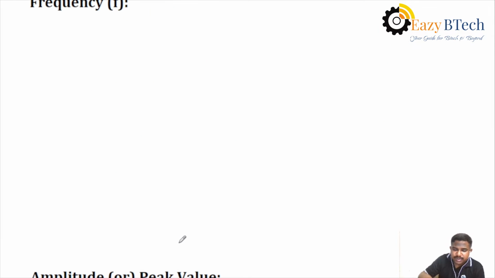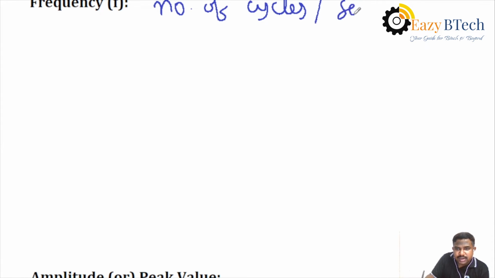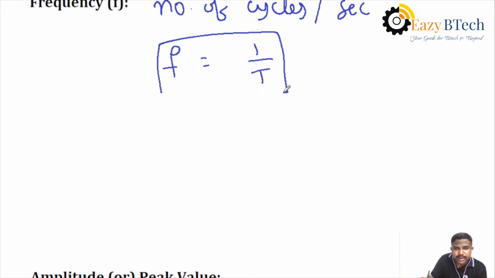Then, what is meant by frequency? Generally, the frequency term is obtained in AC systems. You have to find the number of cycles per second, and that is called the frequency. In other words, the frequency is the reciprocal of the time period. If you know the value of the time period, then you can easily calculate the value of frequency.